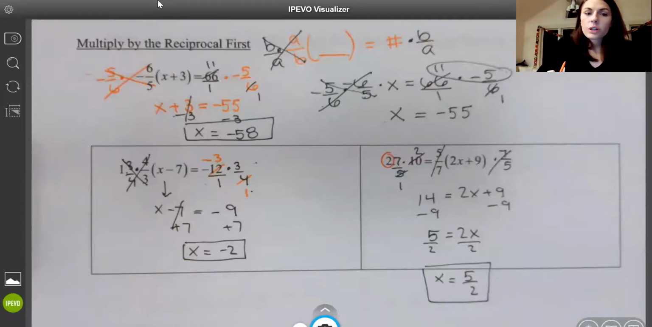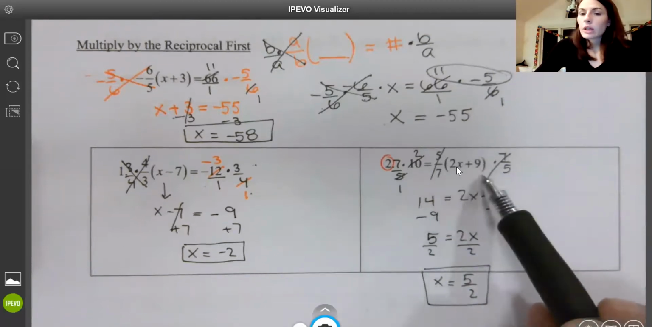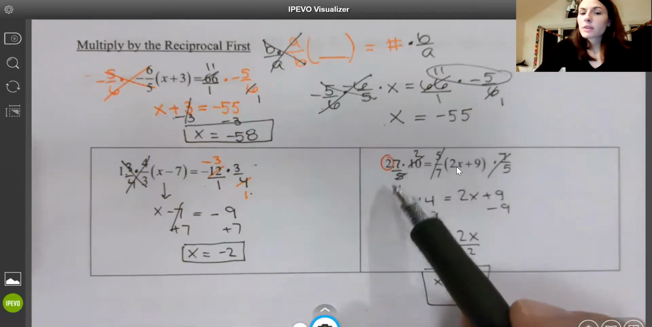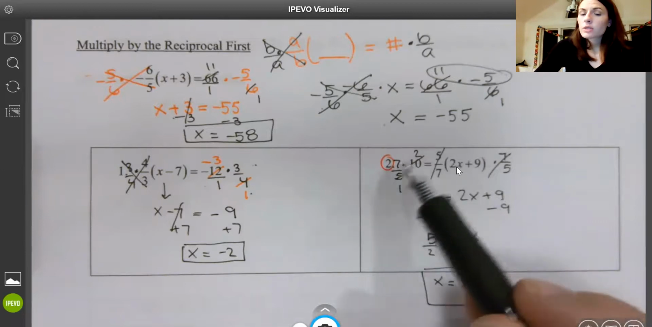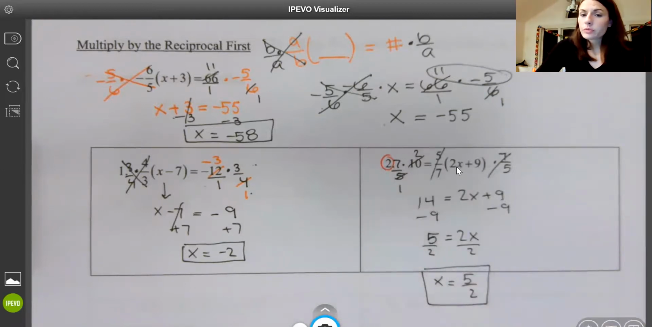Okay, so checking your work on this second example, we've multiplied by the reciprocal, which would get rid of our fraction and leave us with just the 2x plus 9. Okay, multiplying 10 by 7/5 gives us 14. And then subtracting 9 from both sides and dividing by 2 gives us 5/2 for our answer.